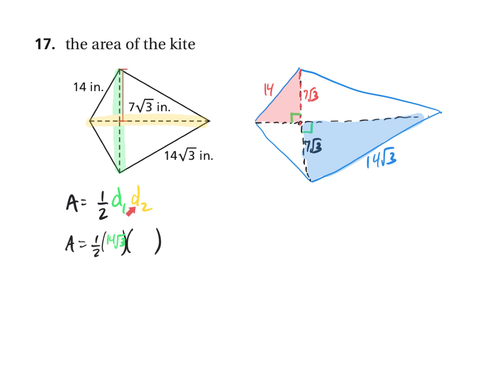So how long is diagonal 2, the yellow one? Well, they don't give us any of those pieces. But we can find this piece using the red right triangle, and we can find this piece using the blue right triangle. So leg squared plus leg squared equals hypotenuse squared, and for the blue one, leg squared plus leg squared equals hypotenuse squared. Put those in parentheses.